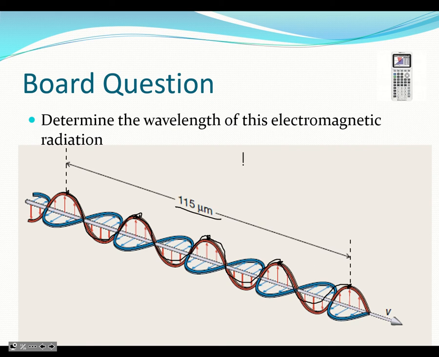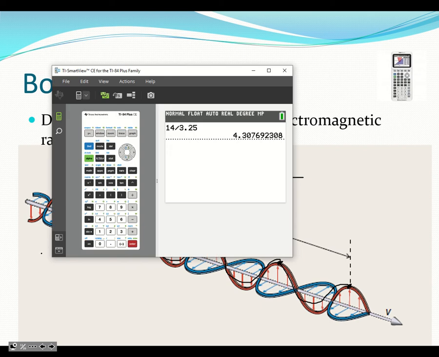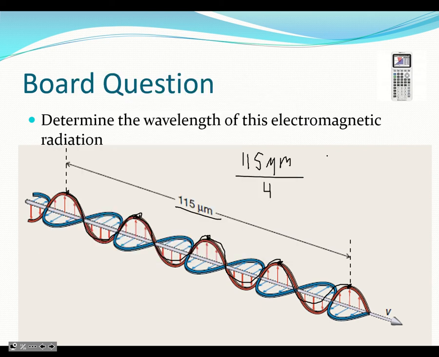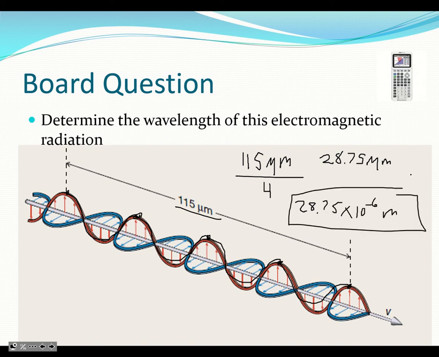So we have 115 micrometers divided by our 1, 2, 3, 4 waves. And if we calculate that, 115 divided by 4, we have 28.75 micrometers. Oops, that was supposed to be micrometers for each wave, right? And remember that micro is times 10 to the negative 6. So we could also say 28.75 times 10 to the negative 6 meters.